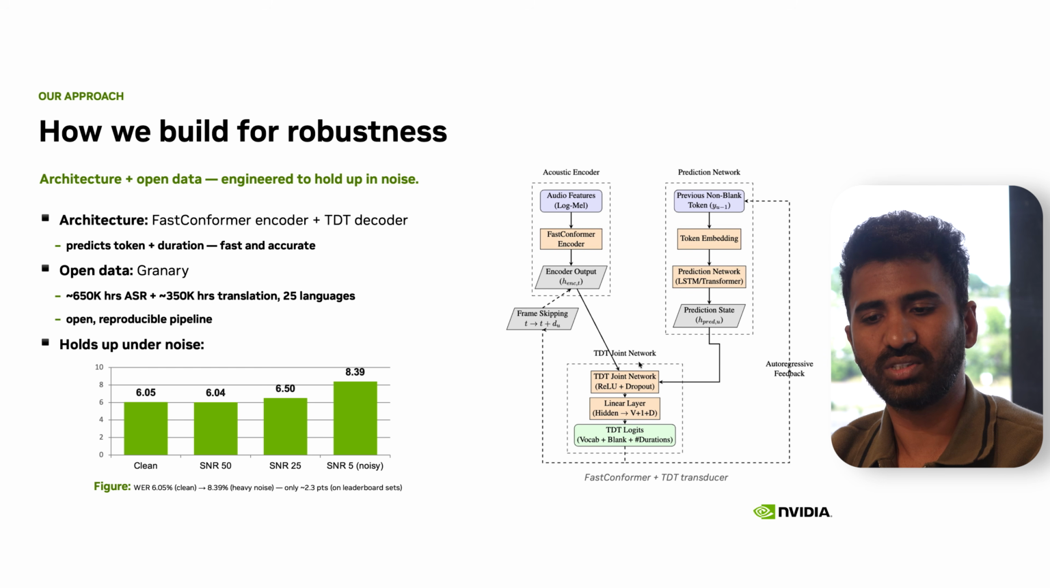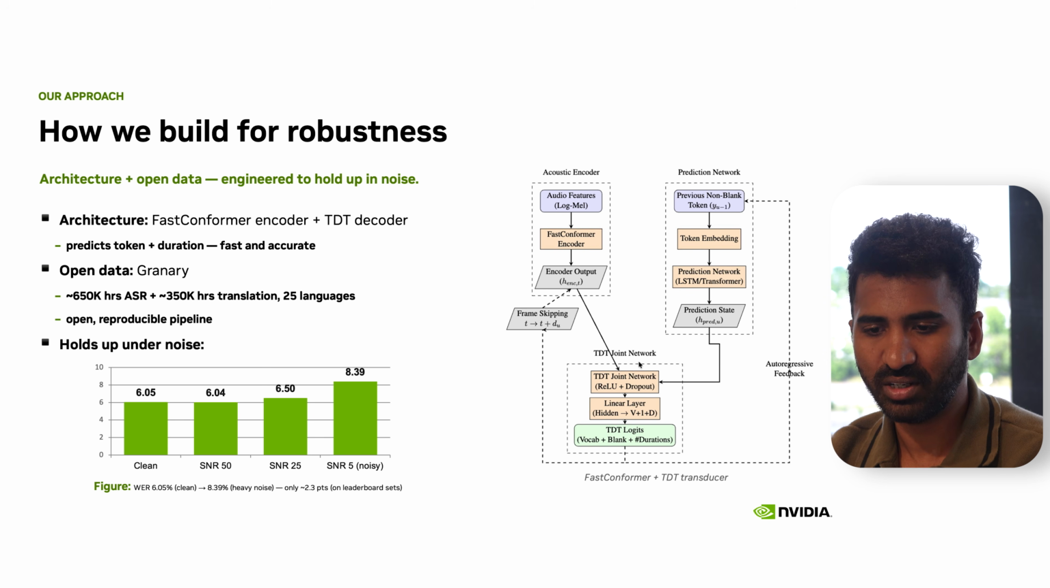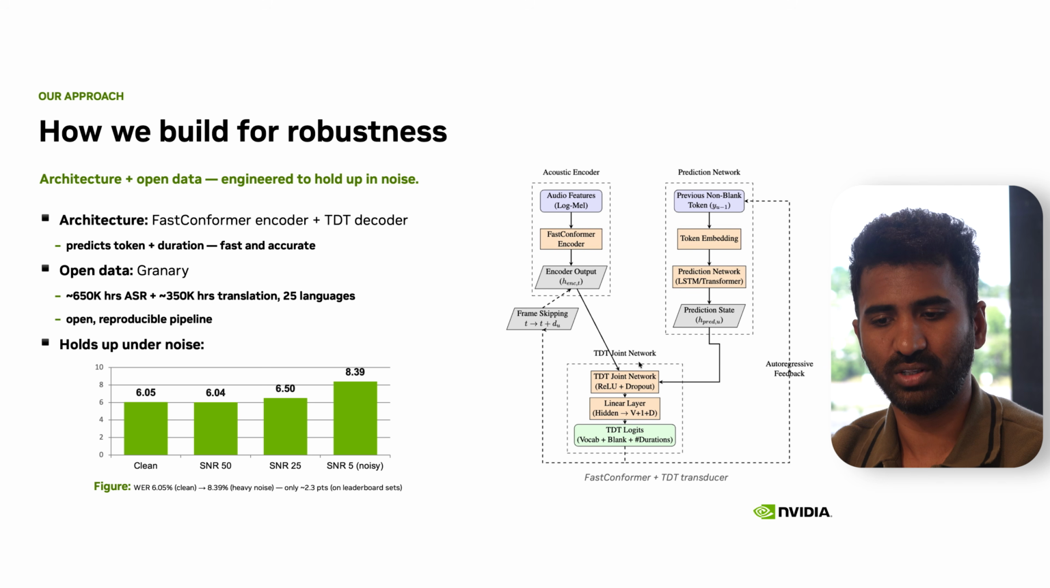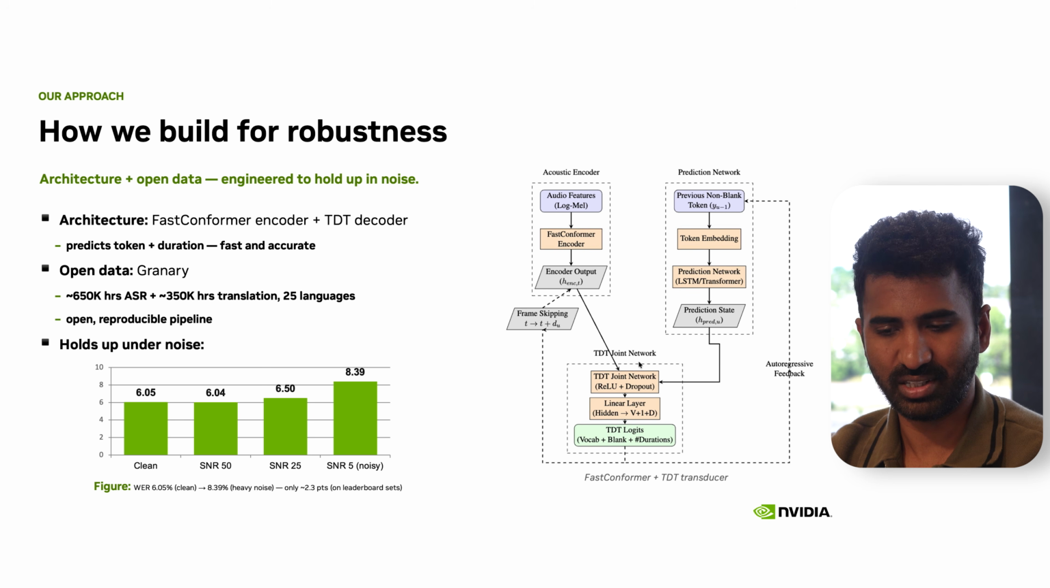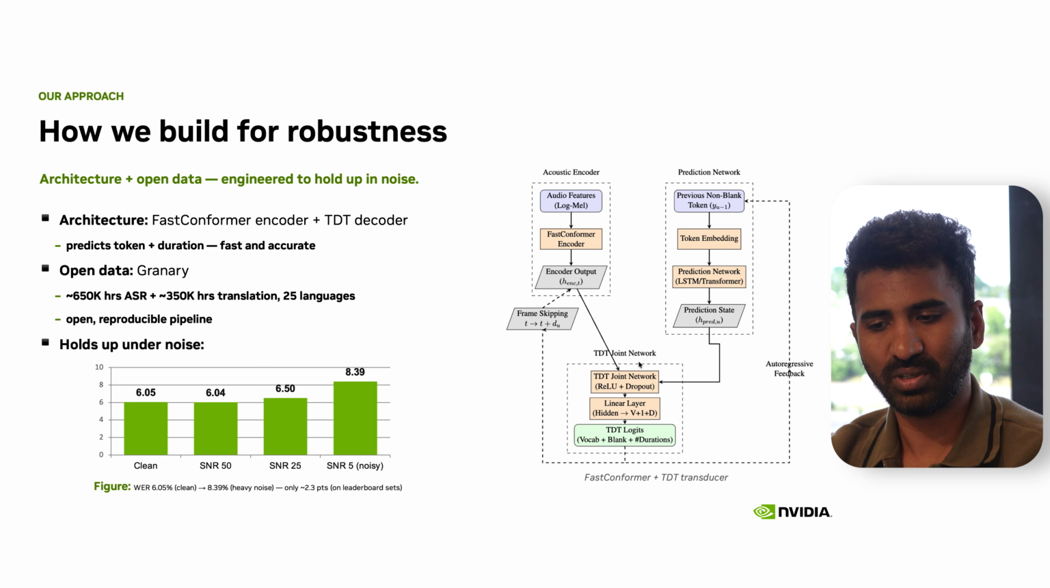And for this, we use the Granary data, which is the open and reproducible pipeline that we built for generating these pseudo labels. Granary data was built on open data. It consists of 1 million hours of multilingual data: 650K hours of multilingual ASR data, and also 350K hours of translation data. This translation data consists of English-to-X and X-to-English pairs, across 25 European languages.